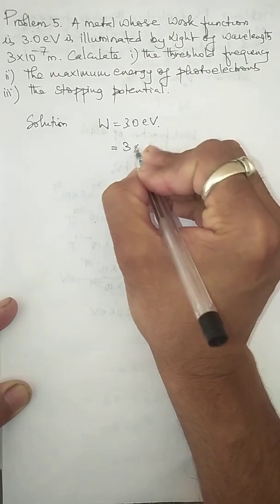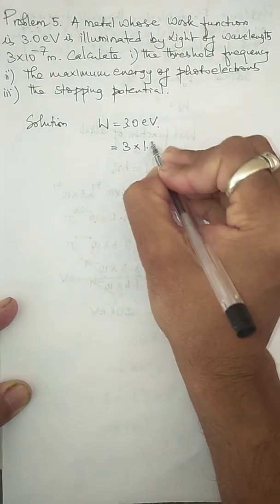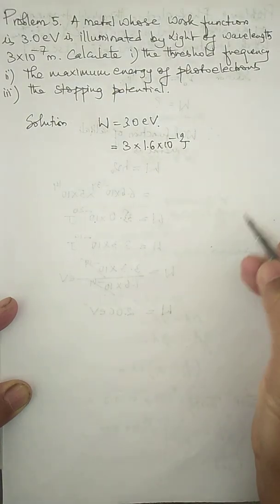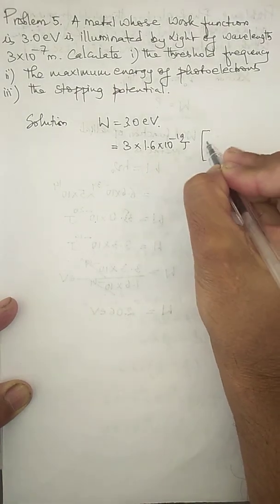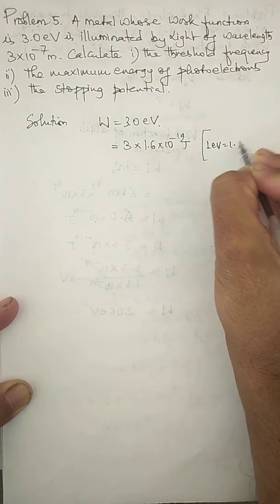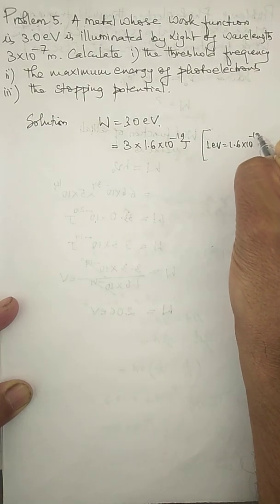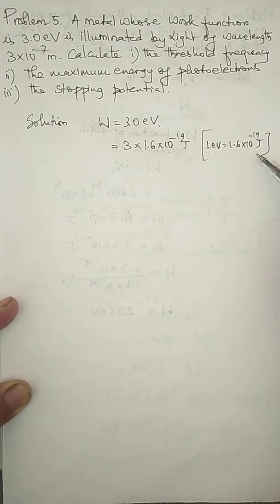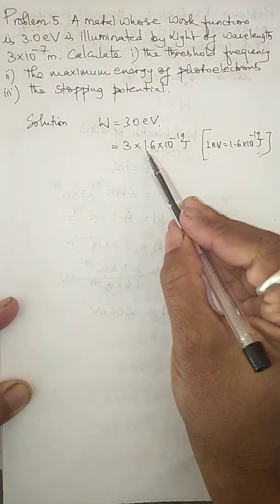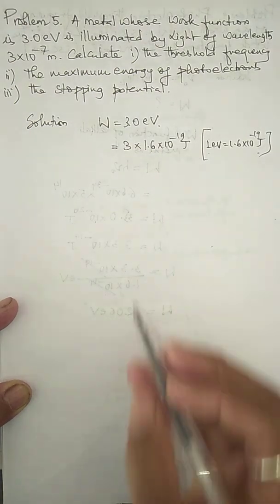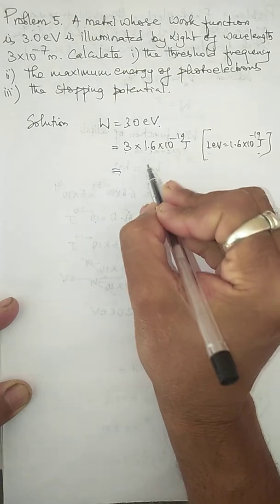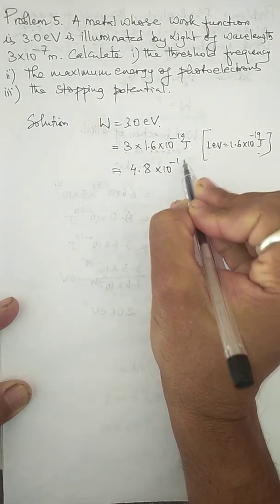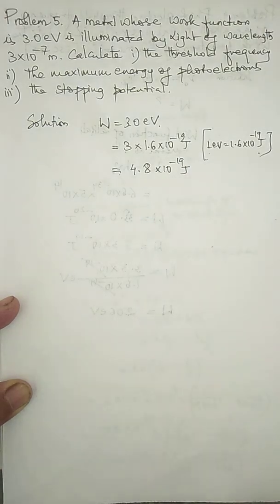So 3, I multiply by 1.6 into 10 power minus 19 joule. Because you have learned already, children, I am writing at the side, 1 electron volt equals 1.6 into 10 power minus 19 joule. So to convert from electron volt to joule, we need to multiply by 1.6 into 10 power minus 19 joule. If you multiply, 3 6s are 18, 3 1s are 3 plus 1 means 4. So 4.8 into 10 power minus 19 joule. So this is the work function.